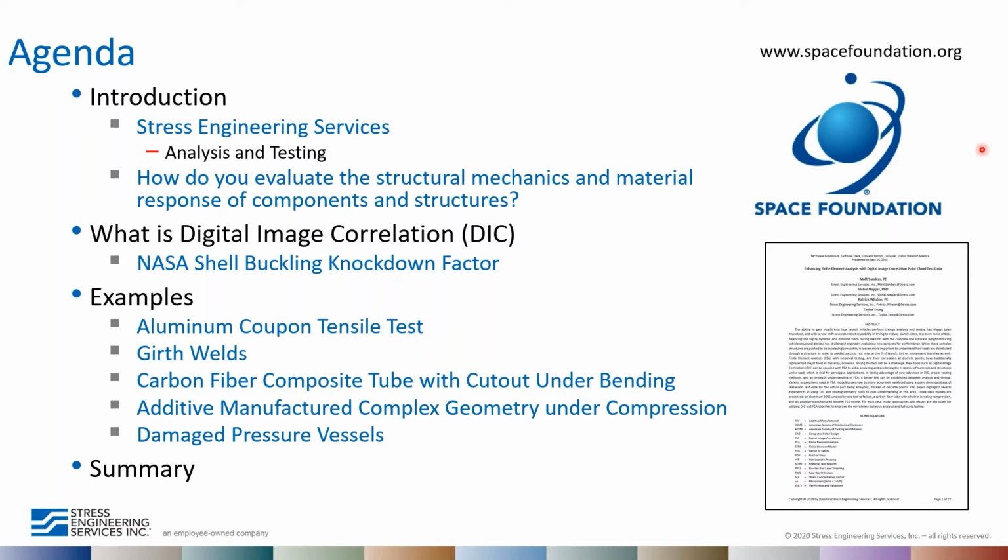So I'm going to try and move through that quickly and then give an introduction to how you evaluate the structural mechanics and material response of components and structures. And I'm going to introduce a really good tool for that called digital image correlation. I'm going to show you an example of how NASA uses it. Then I'm going to go into a lot of examples of how we've used it.